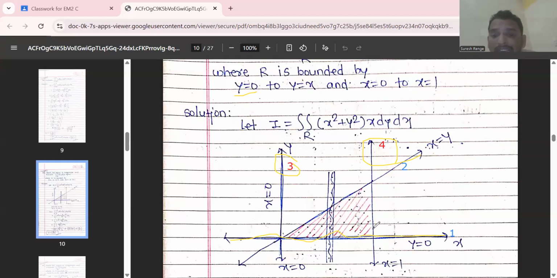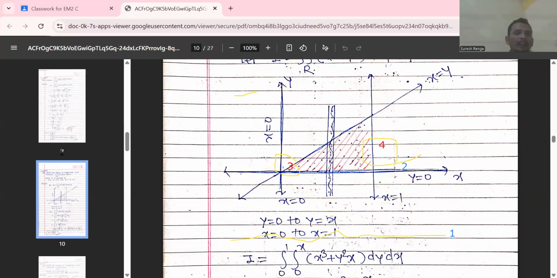Which region do you want to integrate? The region bounded by these 4 lines: line number 1, line number 2, line number 3, line number 4. That region is bounded by these 4 different lines, and this is the shaded region in the diagram. We want to sketch that. Now that the sketch is completed, we want to evaluate that region. Let us start to evaluate.